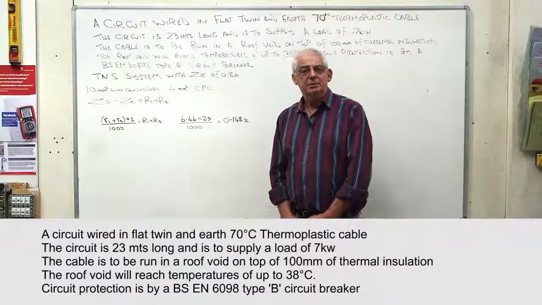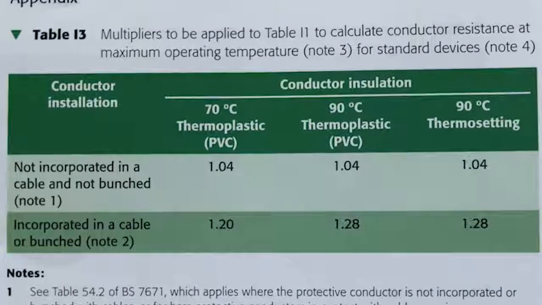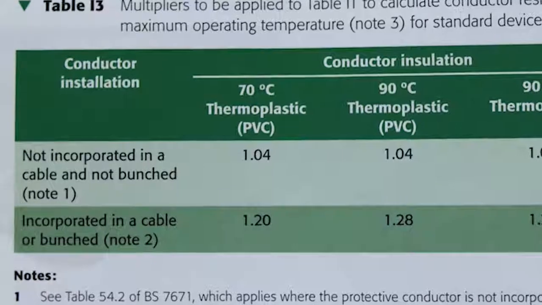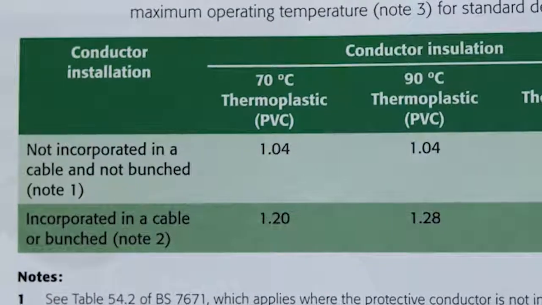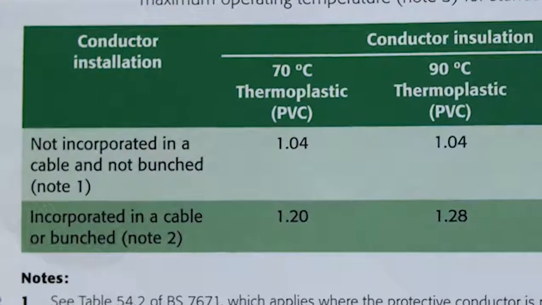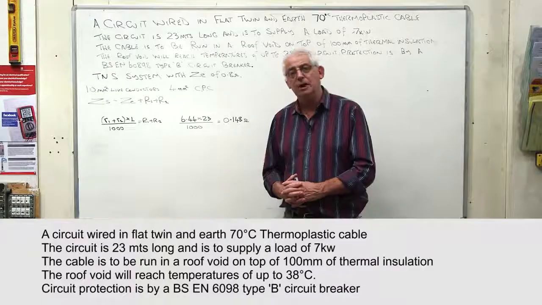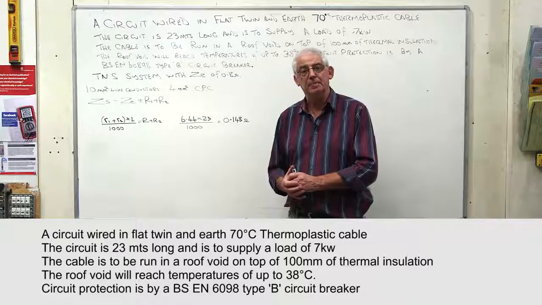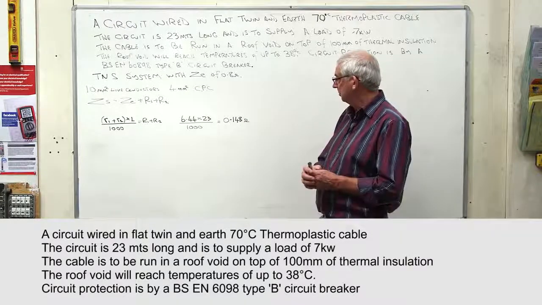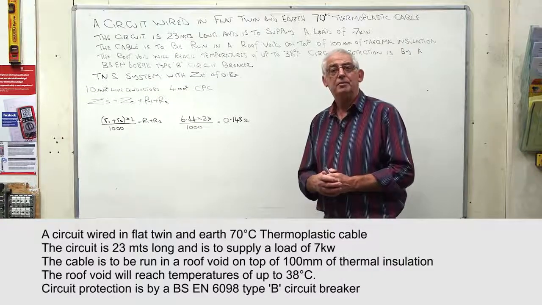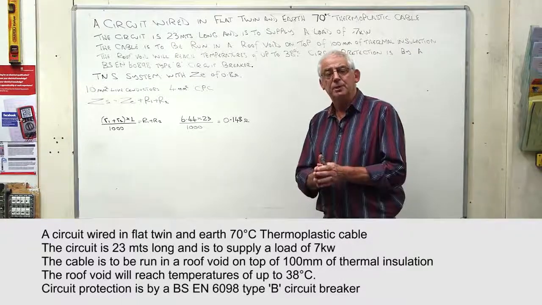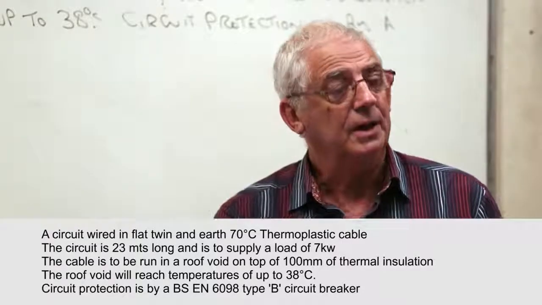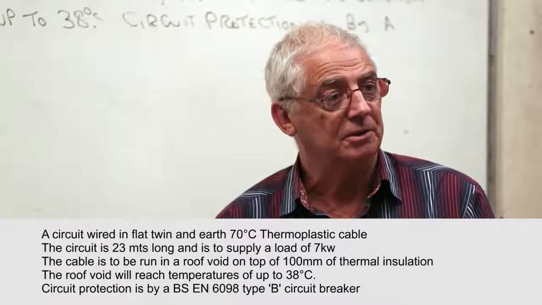The table we need to use is table L3. And if we look at the bottom left-hand corner of that, it tells us that where our CPC is bunched with other cables, we need to use a factor of 1.2. Now we know if we multiply anything by 1.2, we increase it by 20%. So I need to multiply my 0.148 by 1.2, and that will give me the actual value that cable resistance would be if it was ever to reach 70 degrees.